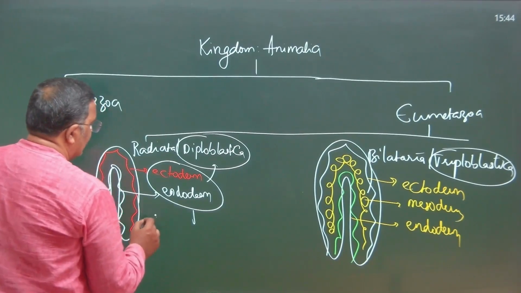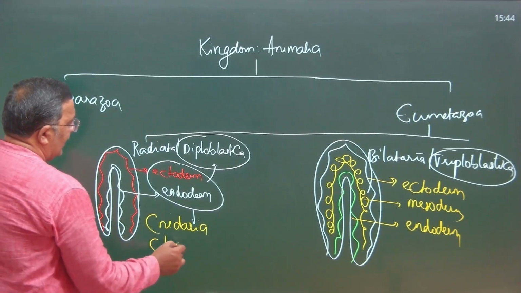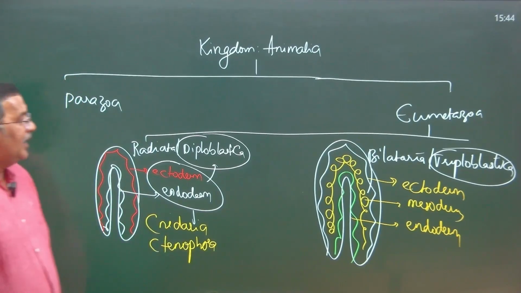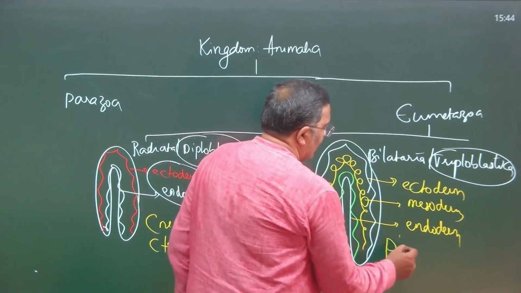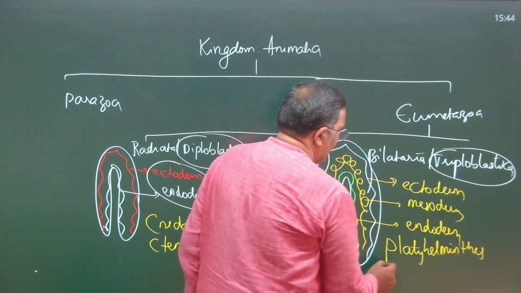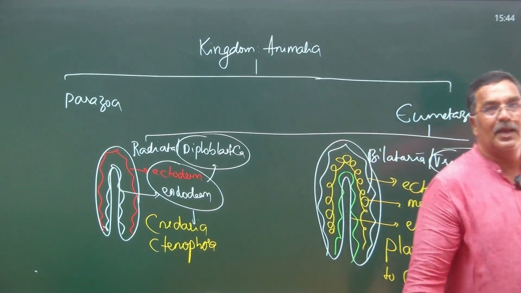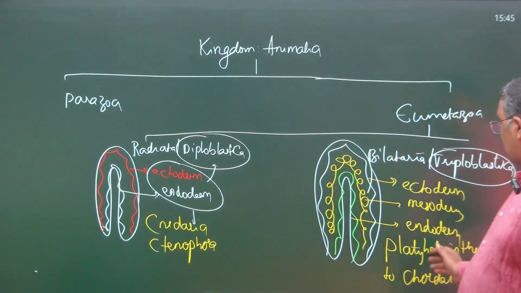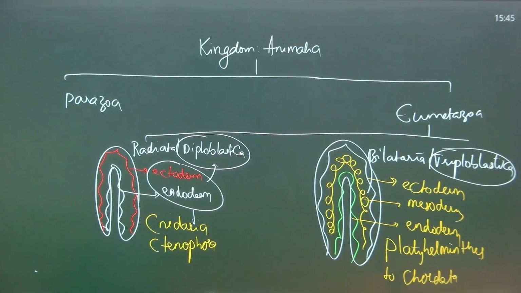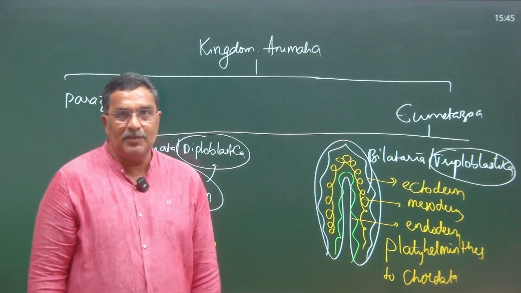What are the examples here? The phyla taken here are Cnidaria and Ctenophora. Phylum Cnidaria is also called Coelenterata, isn't it? Then here, triploblastica: phylum Platyhelminthes to Chordata. What I mean is Platyhelminthes, Aschelminthes, Annelida, Arthropoda, Mollusca, Echinodermata, Hemichordata, Chordata. All of them have three germ layers during embryonic development.